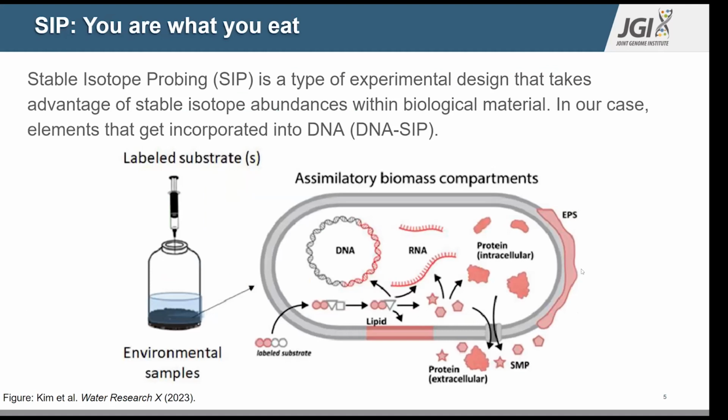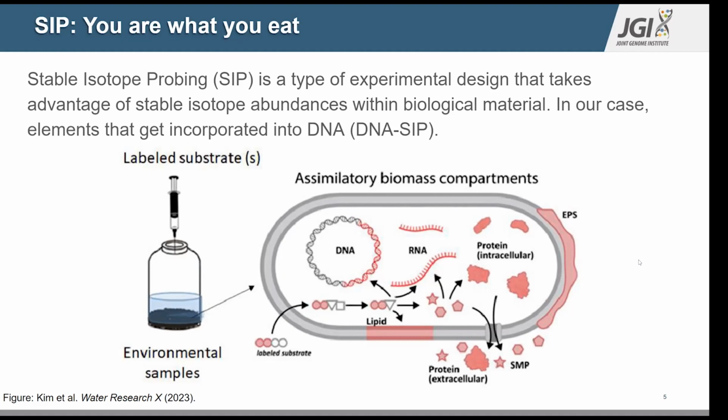And so stable isotope probing is a type of experiment that takes advantage of these stable isotope abundances within biological material. If you incubate a microbial community or some culture, giving it substrate with the natural isotopic ratio, the active microbes will uptake that substrate and be able to incorporate those atoms into their biomolecules, whether it's DNA or RNA or protein. So in natural samples, it's mostly carbon-12.